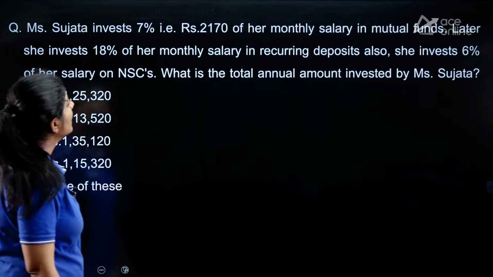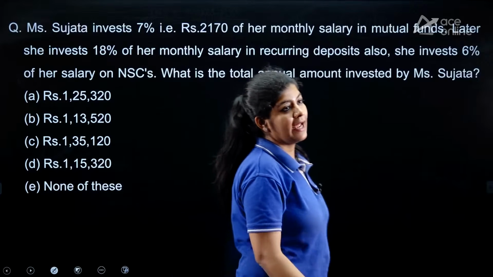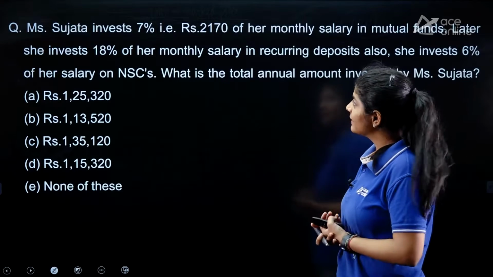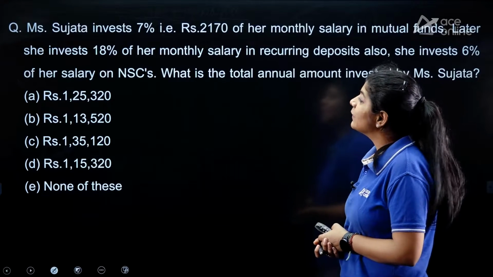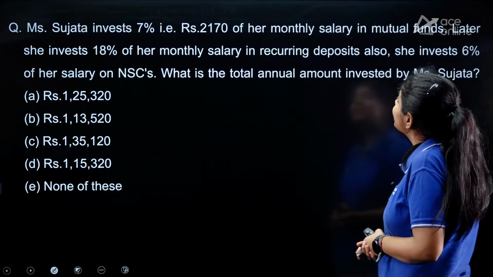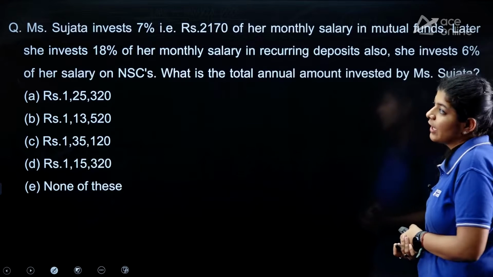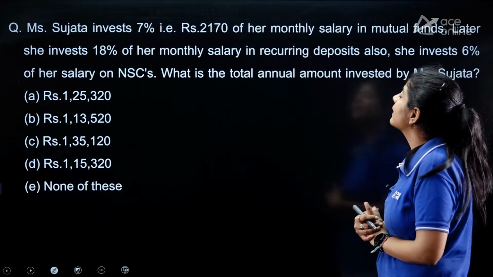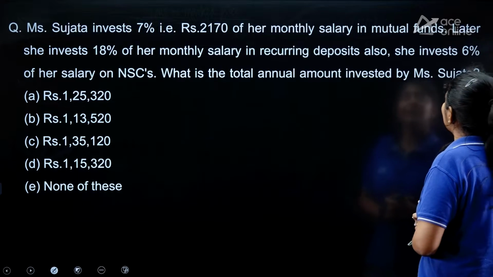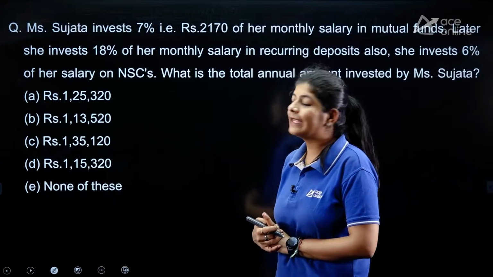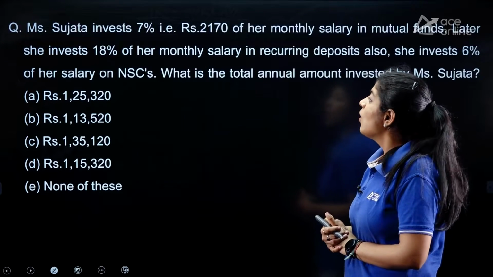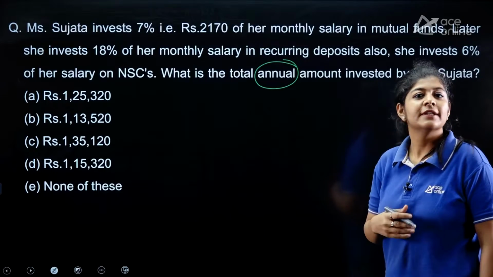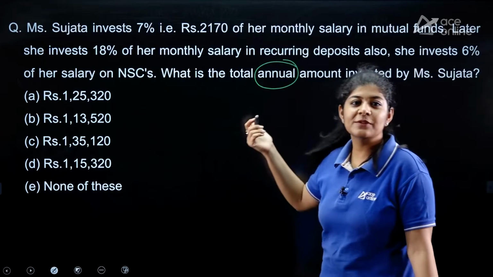Next. The next question is saying that Miss Sujata invests 7%, that is 2,170 rupees of her monthly salary, in mutual funds. Later, she invests 18% of her monthly salary in a recurring deposit. Also, she invests 6% of her salary in NSC. What is the total annual amount invested by Miss Sujata? It's a very easy one. The direct values are given.